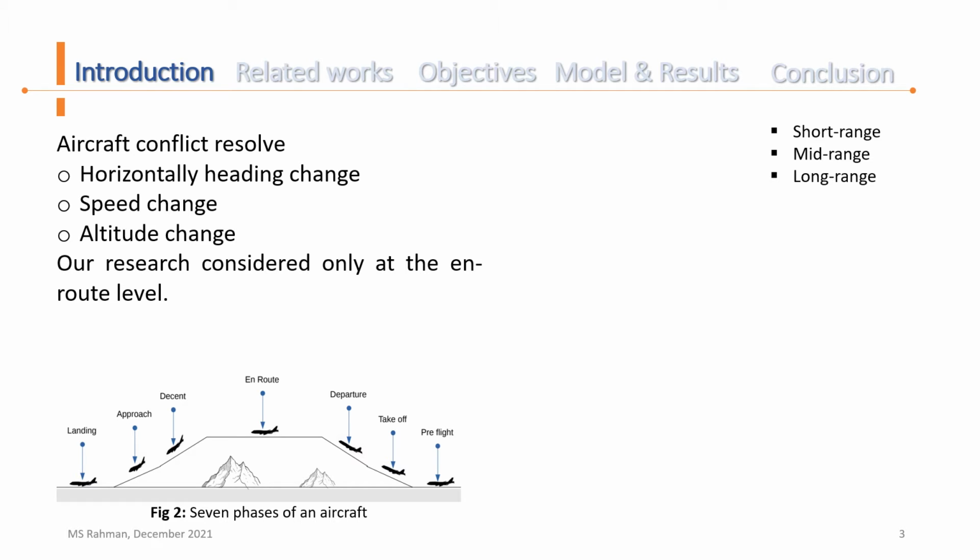There are different types of conflict, but in this study we consider only the horizontal conflict at en route level. Also there are three types of conflict in terms of distance: short range, mid range and long range. In this study we consider the mid range conflict only.